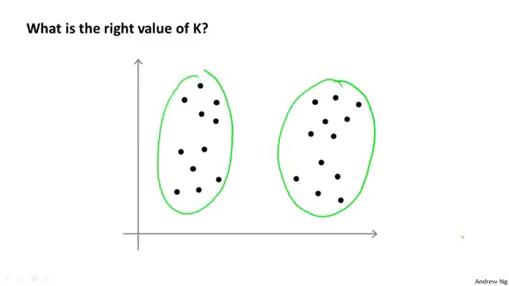And this is part of unsupervised learning. We aren't given labels, and so there isn't always a clear-cut answer. And this is one of the things that makes it more difficult to, say, have an automatic algorithm for choosing how many clusters to have.